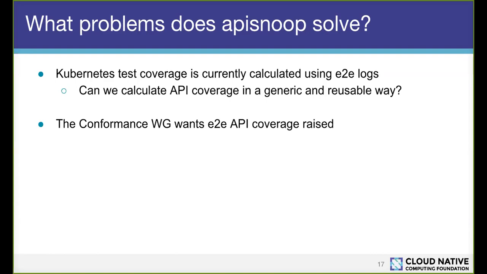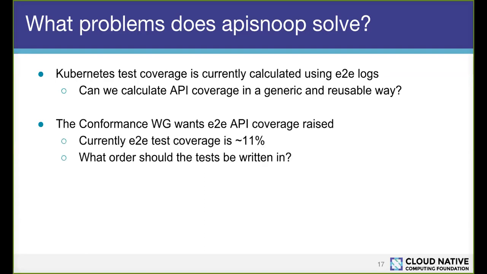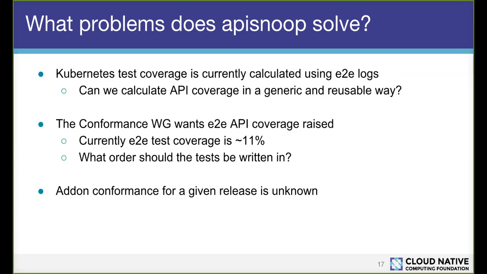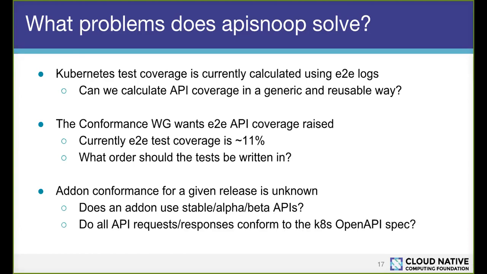In addition to that, the conformance group is wanting to get their e2e test percentage raised. I think it's sitting at 11% right now. They need to be able to prioritize which test they're going to write next. In addition, there's add-on conformance. We don't know which particular APIs they're using, and if add-ons are written in a different language, if they're not using the Go client library, are they actually conforming to our spec? These are the things we'd like to take a look at. So we'd like to make it reusable for other projects as well.